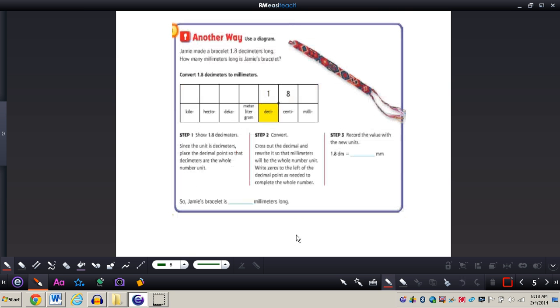Okay, we're going to take a look at the problem on page 424. Another way, we are going to use the diagram again. It says Jamie made a bracelet 1.8 decimeters long. Whenever we're dealing with meters, once again, we're dealing with length, metric units of length. How many millimeters long is Jamie's bracelet?